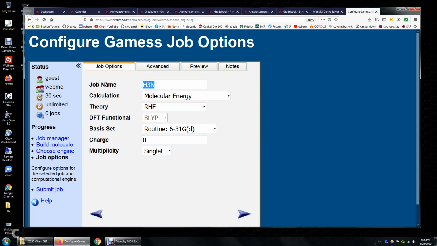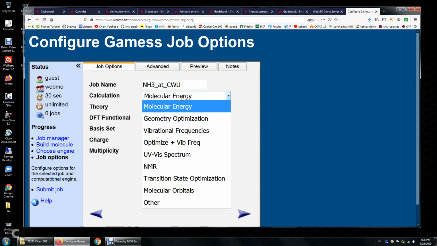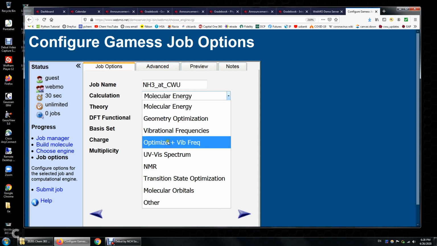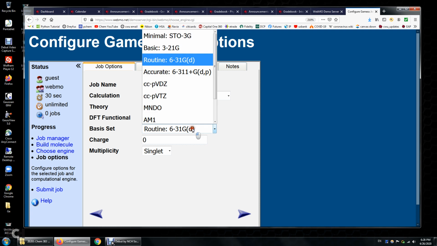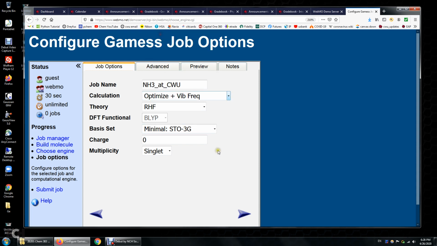So I'm going to change the name to NH3 at CW. I'm going to do optimization plus vibrational frequency again. Hartree-Fock, the smallest basis set. Again, a basis set is a set of mathematical functions used to describe the waves of electrons. This G stands for Gaussian. We're using Gaussian wave functions.